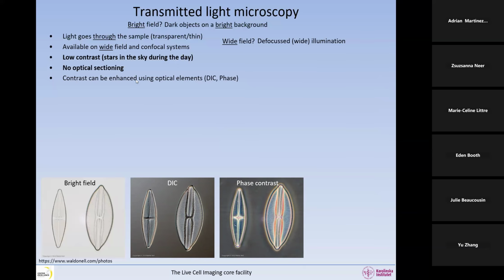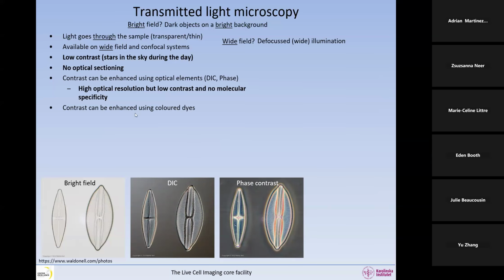And we can enhance it in two different ways. We can enhance with optical elements. And here we have differential interference contrast. This is one type of transmitted light microscopy. So bright field is one, DIC is another one. And then phase contrast, where we have different elements again in the light path. And this is what the image looks like. This is a way to increase the contrast. But in these images, we have a high optical resolution, but a low contrast. And also we have no molecular specificity. So nothing is labeled in these images.